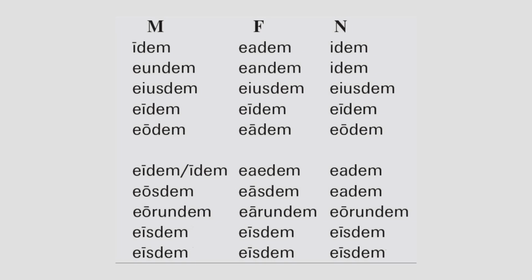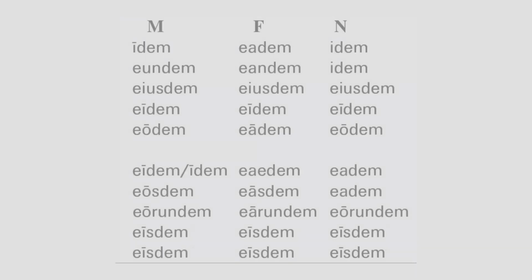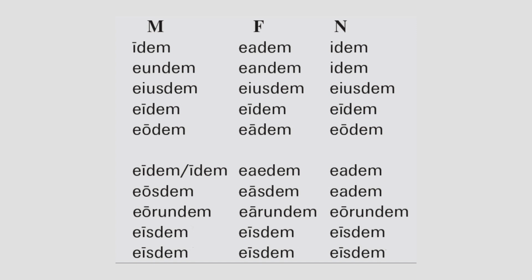Now, idem is also pretty sort of simple, once you've got the hang of it. Idem, eadem, idem, eundem, eandem, idem. Just watch the spelling there. There's an N, not an M. Eiusdem, eiusdem, eiusdem, eidem, eidem, eidem, eodem, eadem, eodem. So basically this is is or id with dem on the end, and just a couple of spelling things to watch out for.